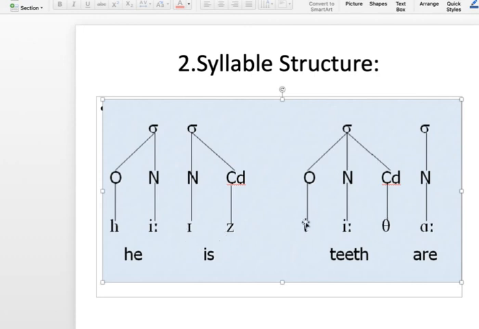What is the structure of this, teeth? Now try. Yes, you are right. CVC. Because there is one consonant before the vowel and one consonant sound after the vowel. So its structure would be CVC. And what is the structure of this, "are"? When we don't have any onset, we don't have any coda, this will be only V. Yes, you're right. It's only V.